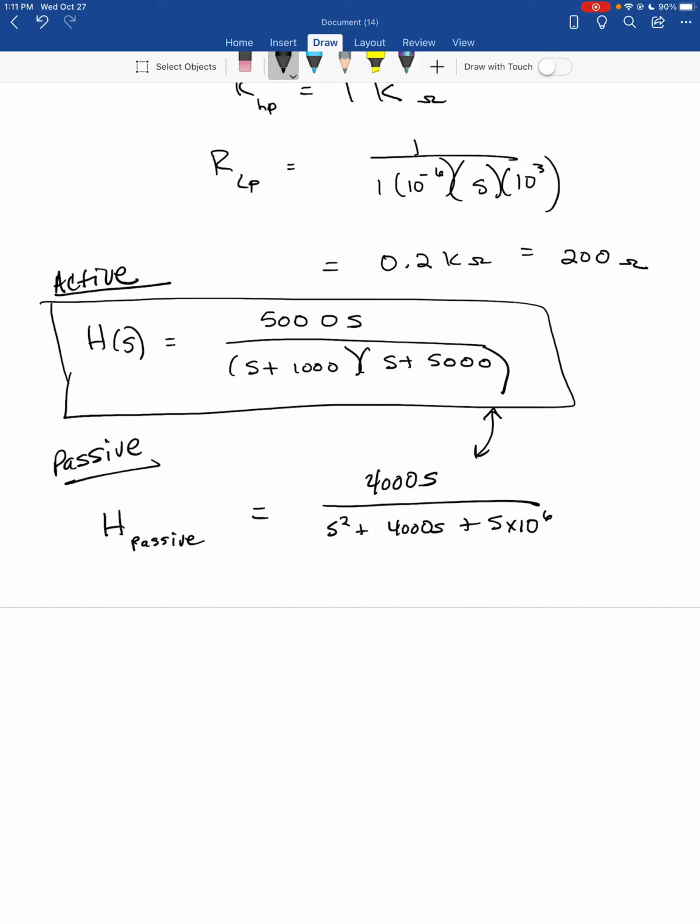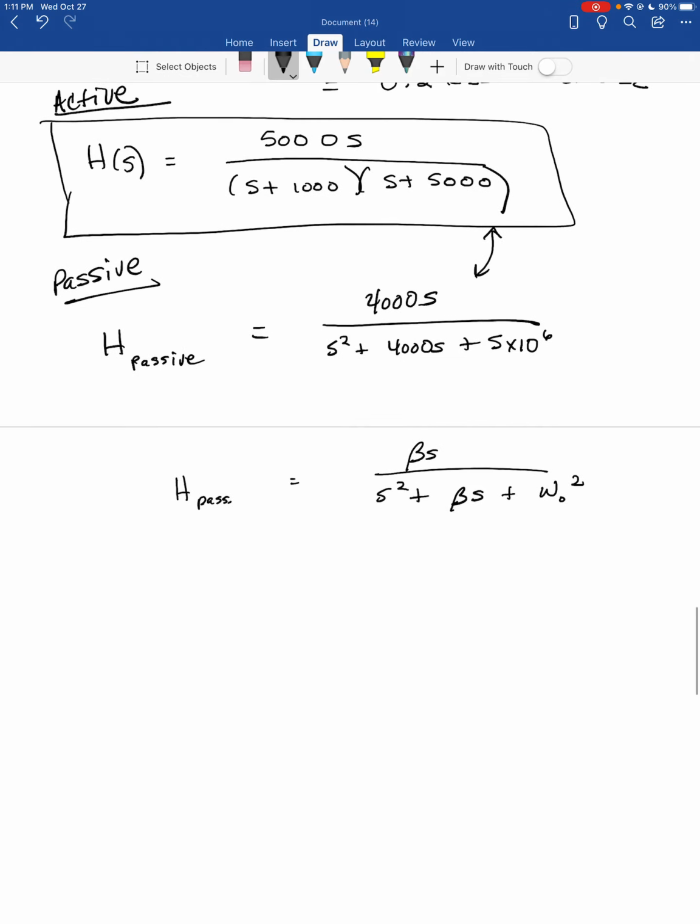So the active bandpass filter and the passive bandpass filter do not have the same transfer functions. Remember, H passive was beta s over s squared plus beta s plus omega naught squared.